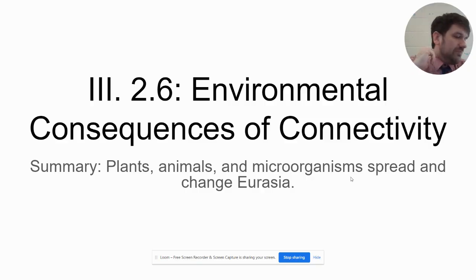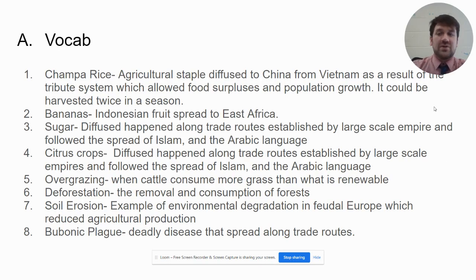So, we're talking about environment. We're going to talk about flora, fauna, and disease. That's the gist of what is probably the easiest thing to talk about when we talk about the environment as a thematic unit, and that's what we'll be talking about. Okay, so here's the vocab. It's just one page of vocab.